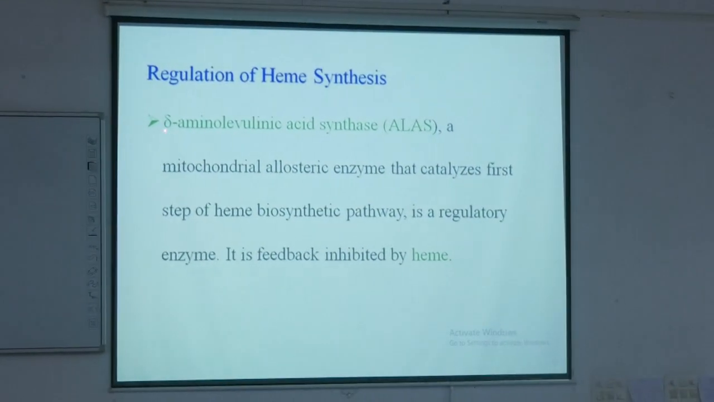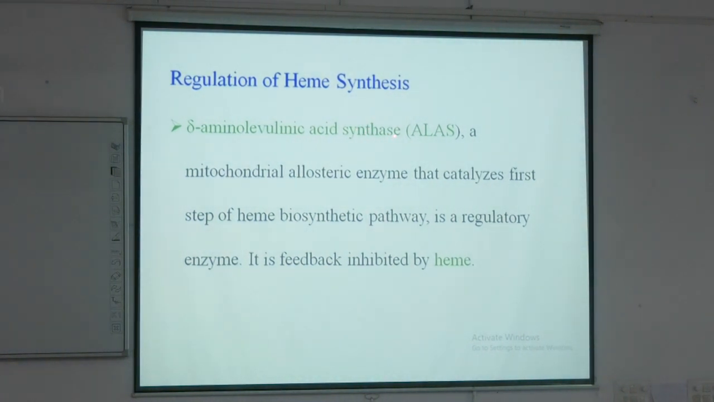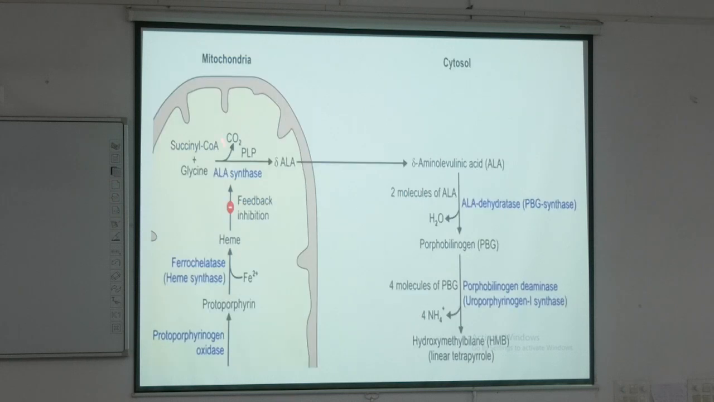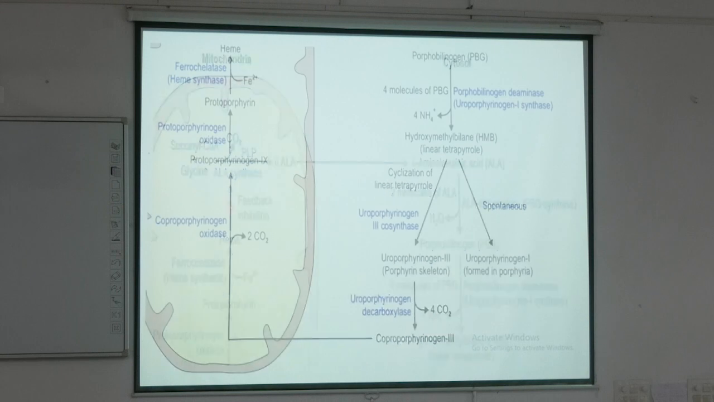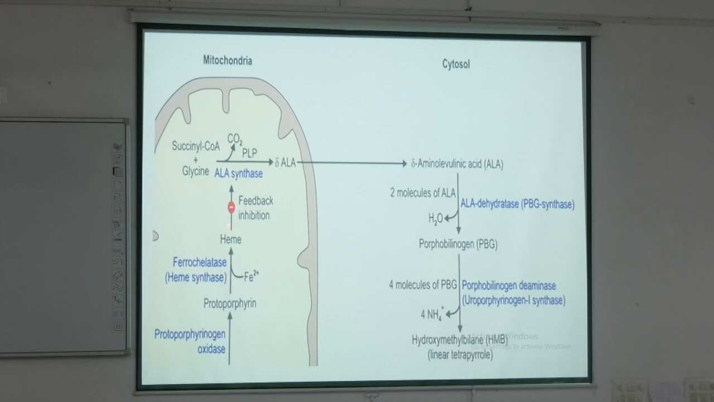The first enzyme is alpha-aminolevulinic acid synthase. This being the first enzyme, which one can it catalyze the reaction of? Succinyl-CoA and glycine. Okay? And it is allosterically inhibited. The enzyme that catalyzes the first step of the heme biosynthetic pathway is a regulatory enzyme. It is feedback inhibited by heme. So ultimately what does this say? You already know what feedback inhibition is. I think you already know.